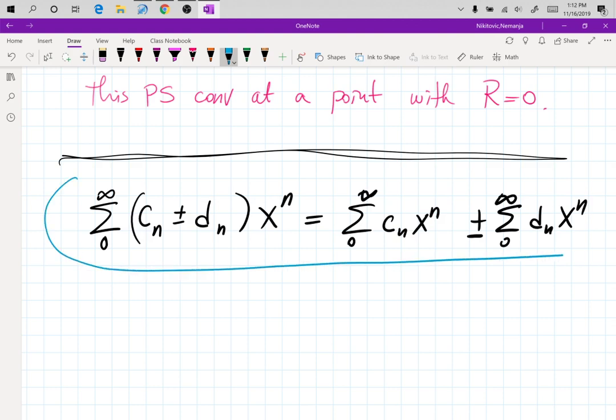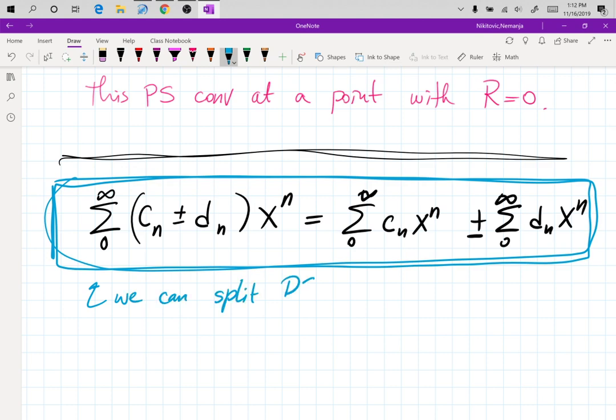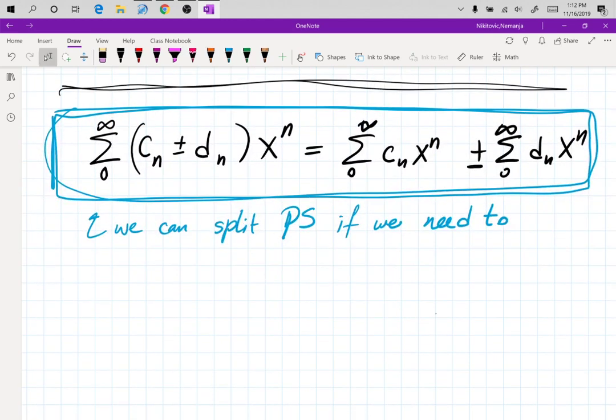This one over here allows you to split power series if we need to. Remember the favorite problems, right? When we separated, as the same works, same here. Another one is multiplication by a power. Pay attention, differential equations on all of these.